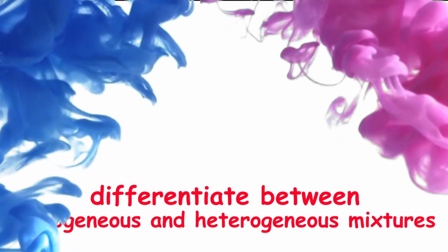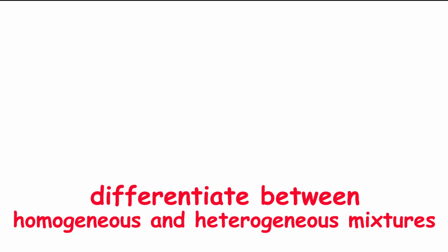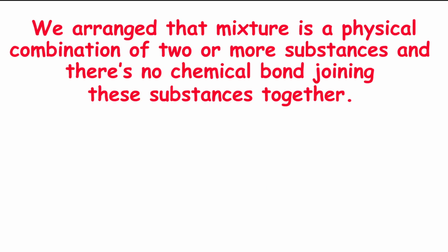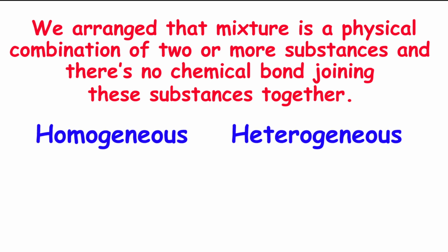Differentiate between homogeneous and heterogeneous mixtures. We agreed that a mixture is a physical combination of two or more substances, and there are no chemical bonds joining these substances together. Mixtures might be homogeneous or heterogeneous ones.